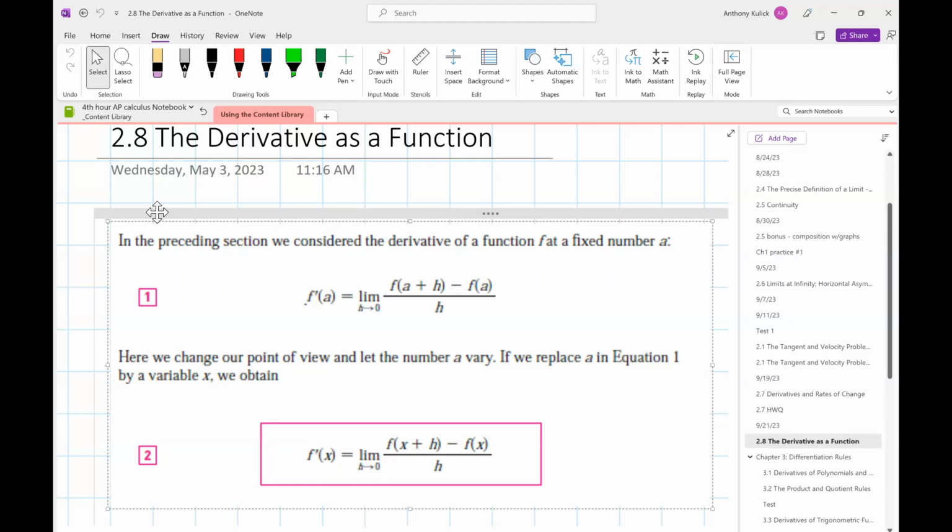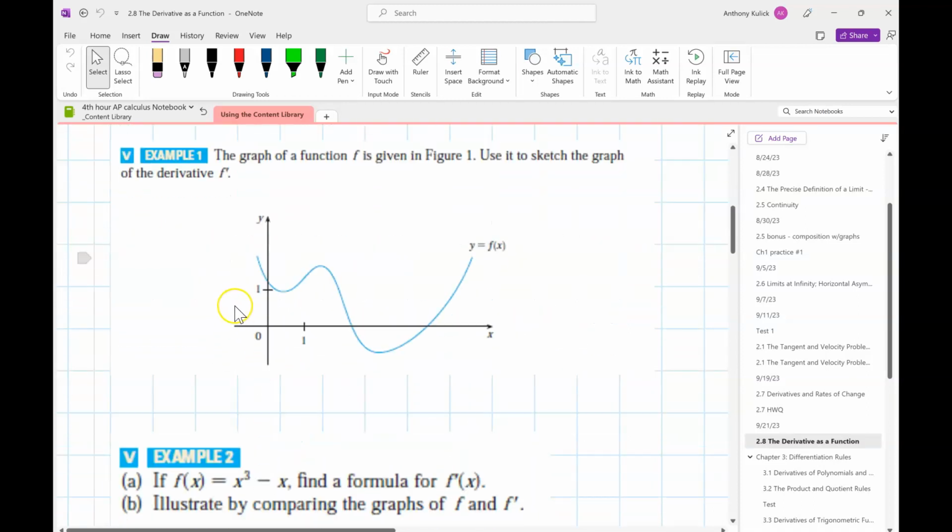So now when we take the derivative, instead of getting a number that gives us the slope of the tangent line at the point x equals a, we're getting a function f prime of x that is a function of slopes of tangent lines for any x in f of x. Now, what does this mean for us algebraically? We're doing the exact same thing. We're just replacing the a's with x's. That's it.